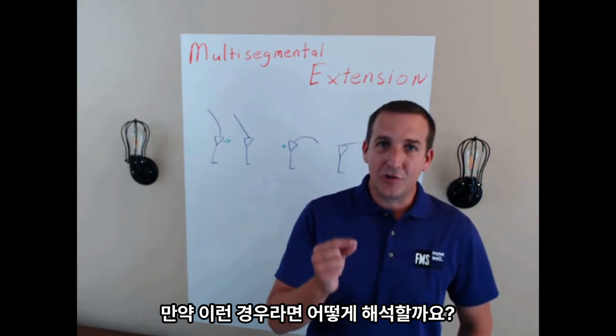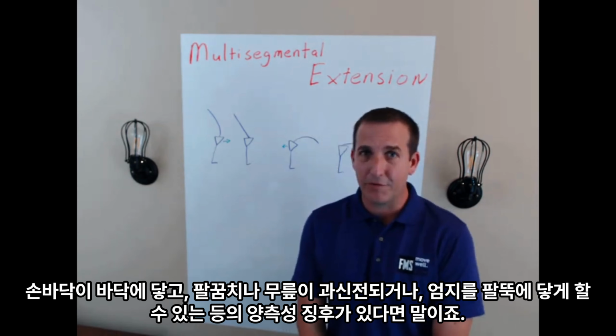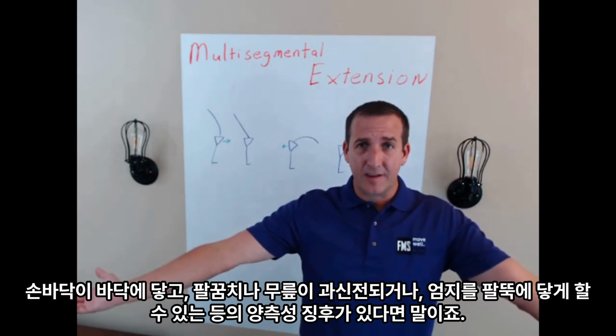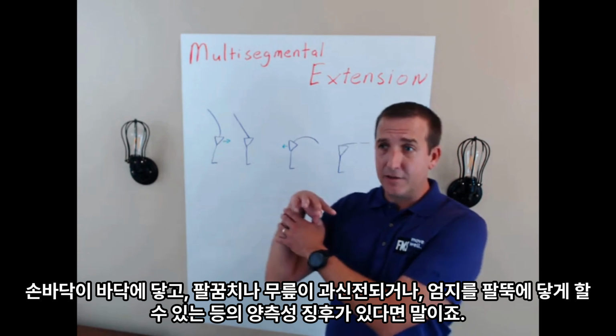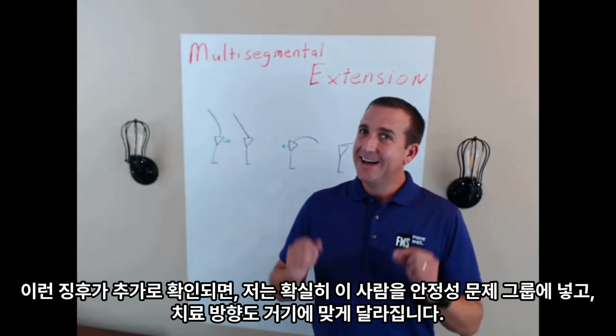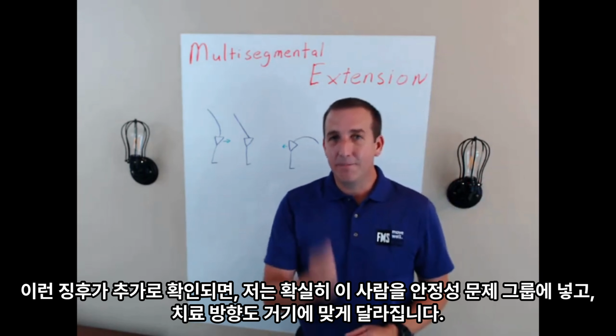Well, I'm going to be sure that I have the Beighton criteria on this person, because if someone can palm the floor and they have one of the other bilateral signs like hyperextended elbows or hyperextended knees or bringing the thumb to the forearm, if they have another one of those signs bilaterally, I'm definitely putting this person toward that stability bucket, which impacts my treatment.